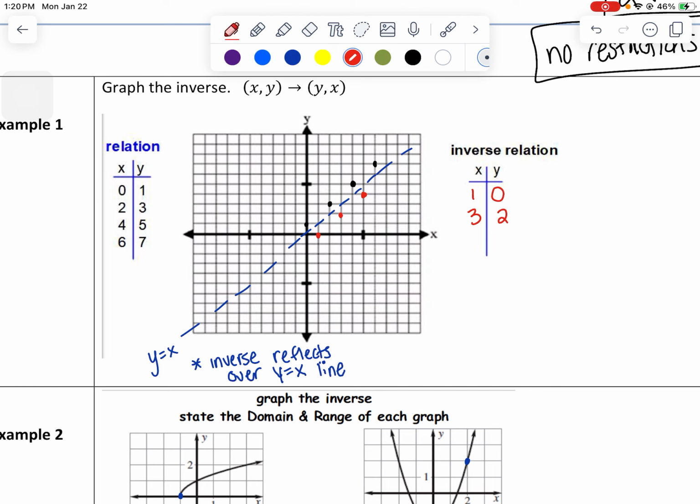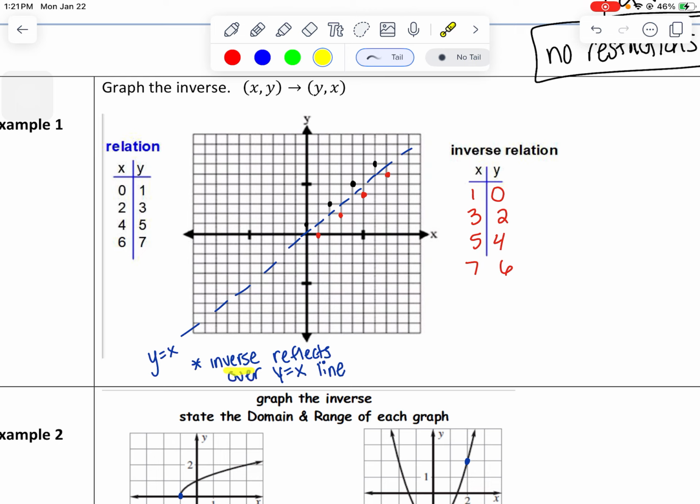So my next point that I just graphed there was the inverse of the 0.45, so it was the 0.54, and you can see that matches up. And then my last point would be 7, 6, the inverse of 6, 7. And then you can see how it is reflected over that line y equals x as well.